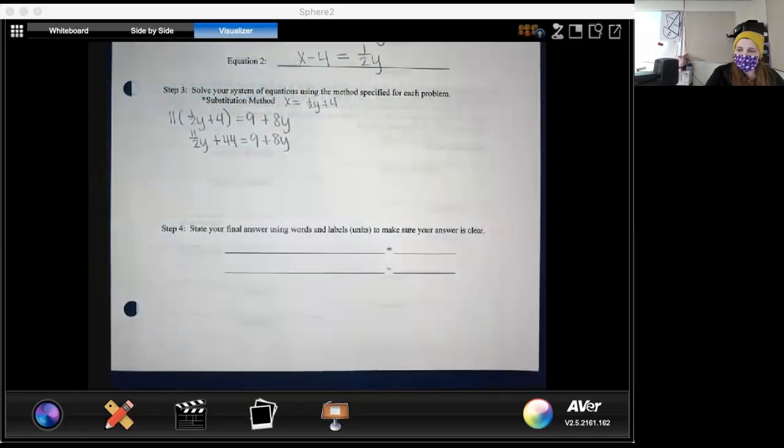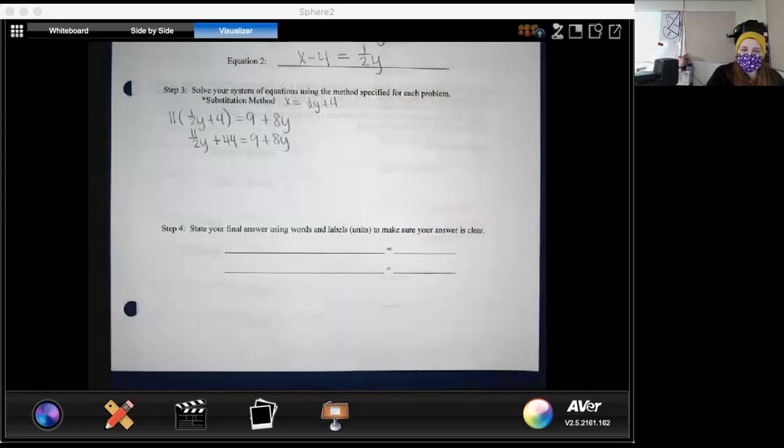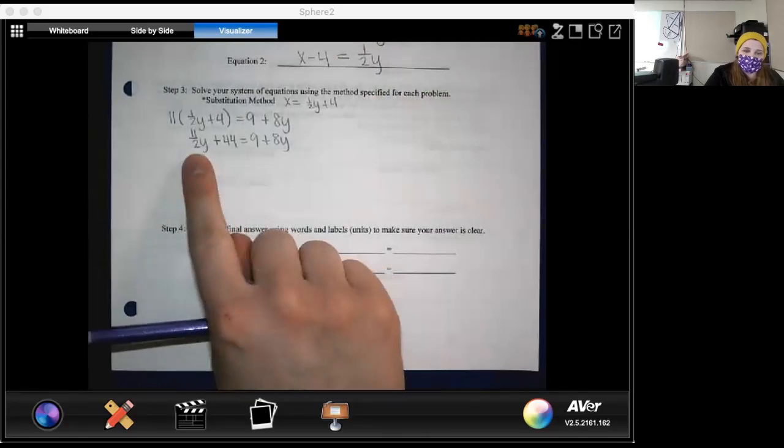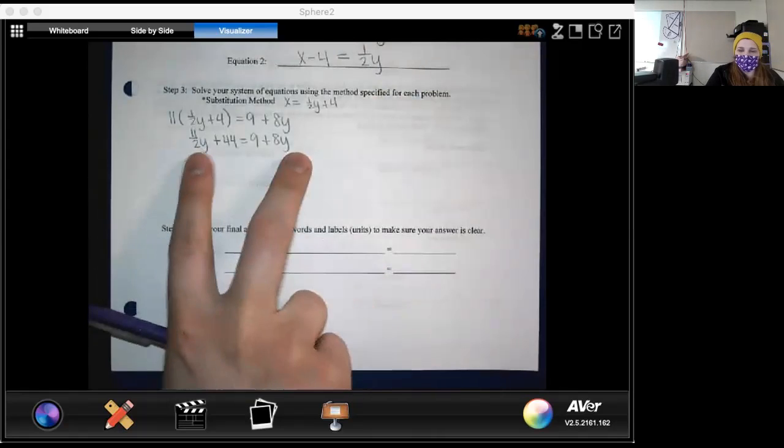Okay, now it's just a basic multi-step problem that you learned in Algebra 1. So what would we do first? Subtract the 8 to the other side. So thinking about 11 halves, what would that be as a decimal? What's 11 halves as a decimal? 5.5. So would we rather subtract the smaller or the bigger number?